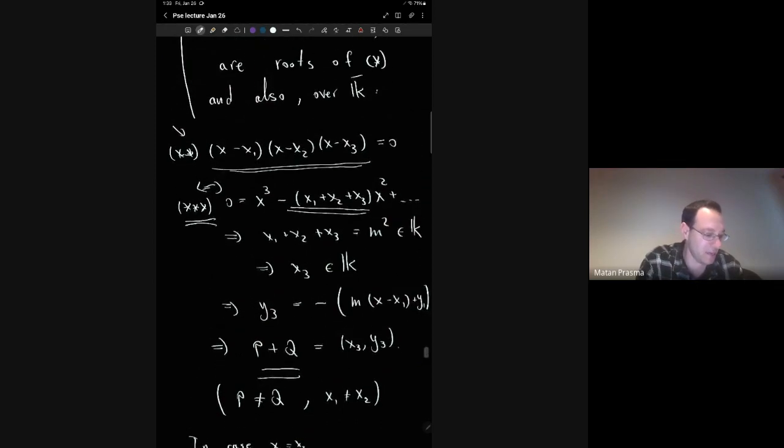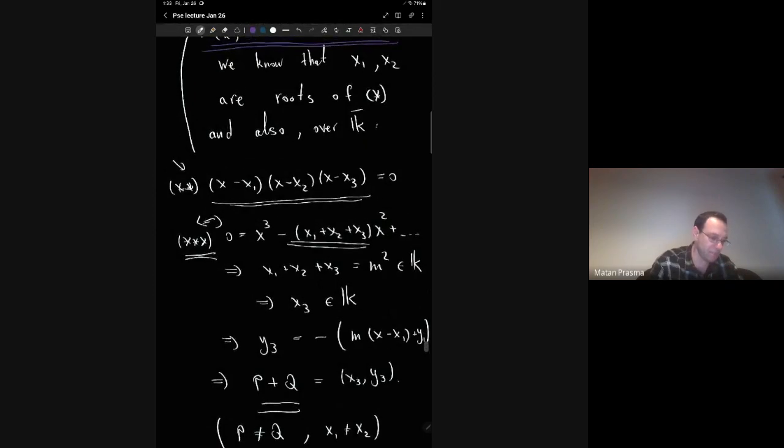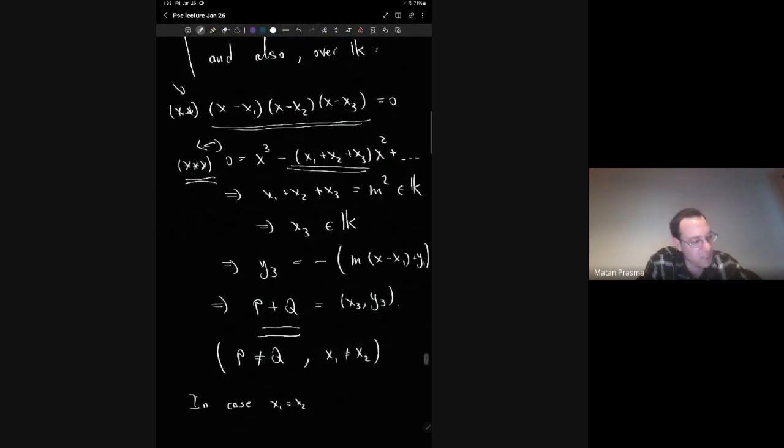Basically, I should say this is the generic case: P is not equal to Q, x1 is not equal to x2, and also P and Q are not the point at infinity. But if one of P and Q, or even both of them, is the point at infinity, then we know what we have to do, because we want the point at infinity to be the zero element of the group law. So this is easy.